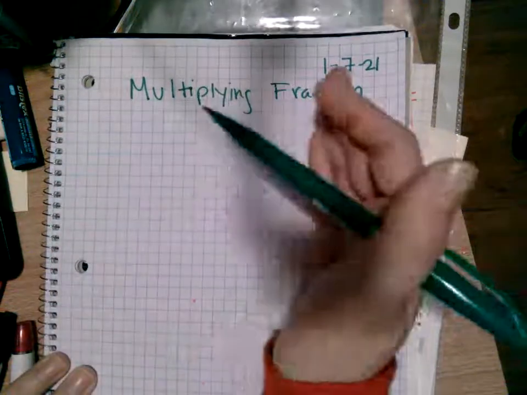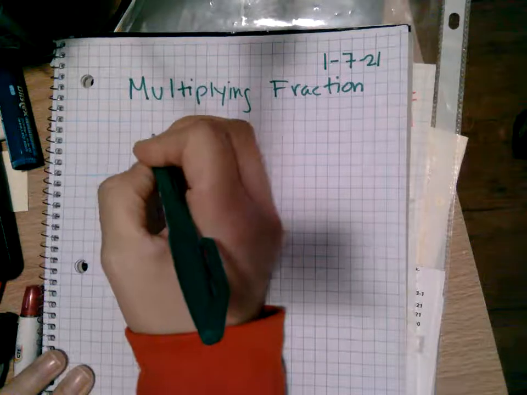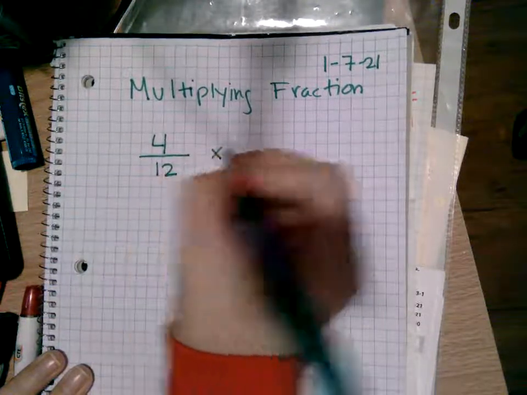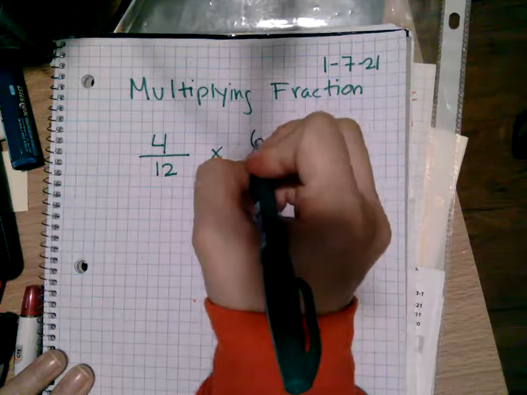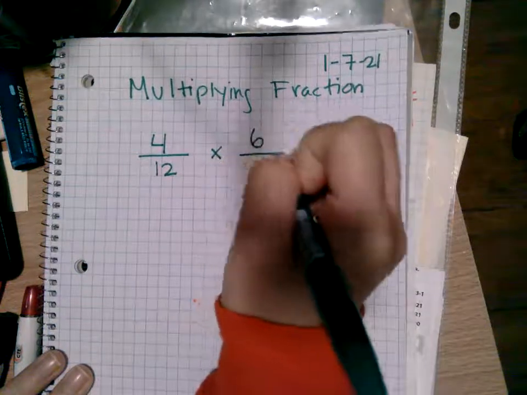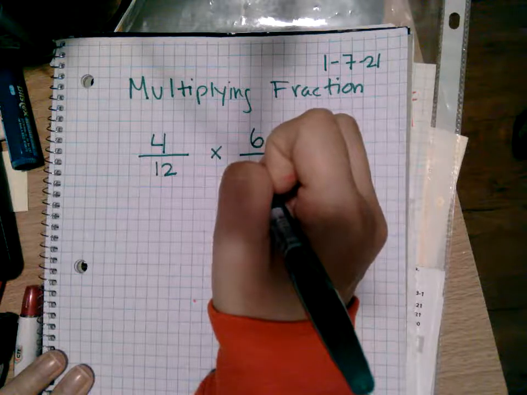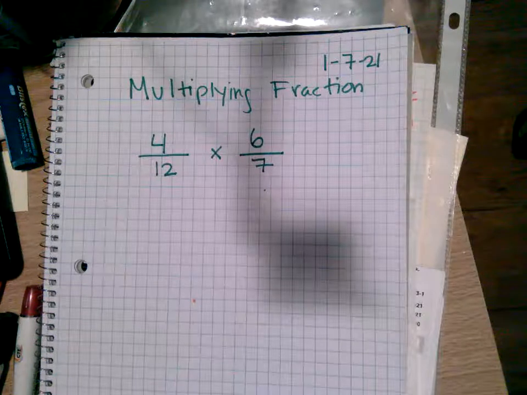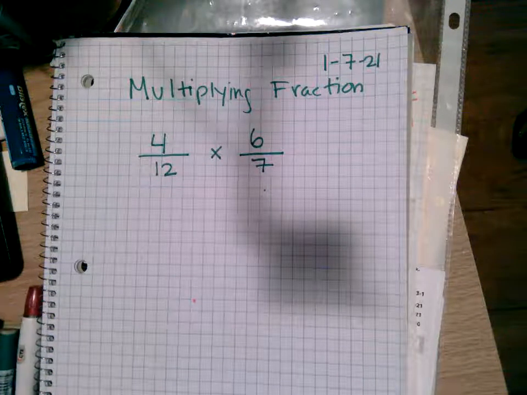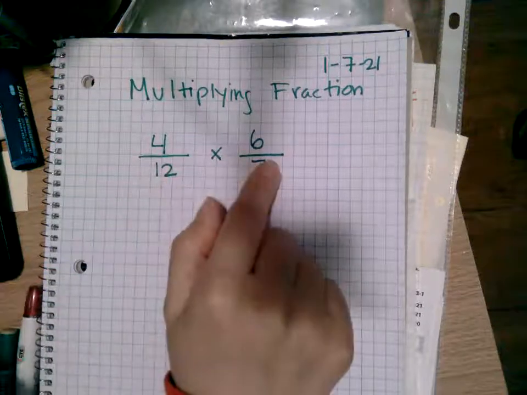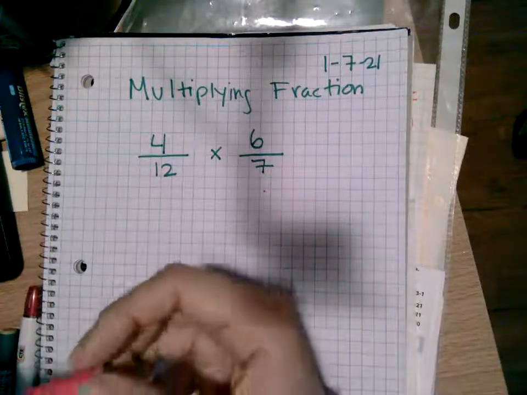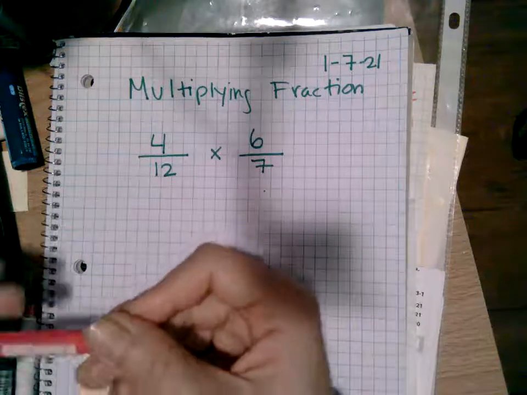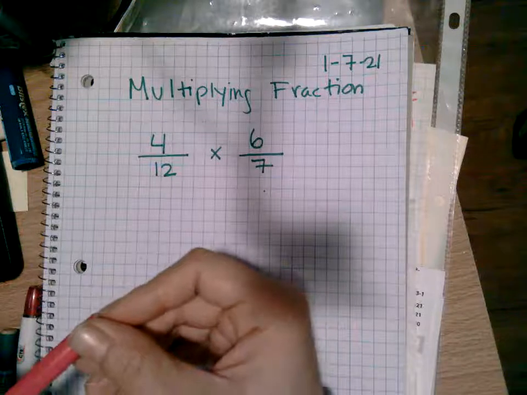All right. So let's say I have 4 over 12 times 6 over 7. Okay? So here we have this problem. Now, the mistake that we are seeing is that you're trying to do the shortcut, which is great, but you're doing the shortcut incorrectly, which is bad.